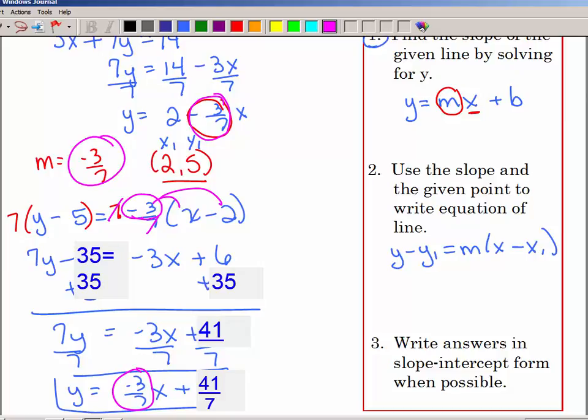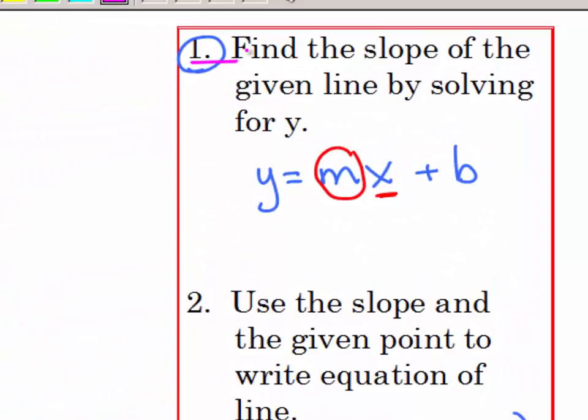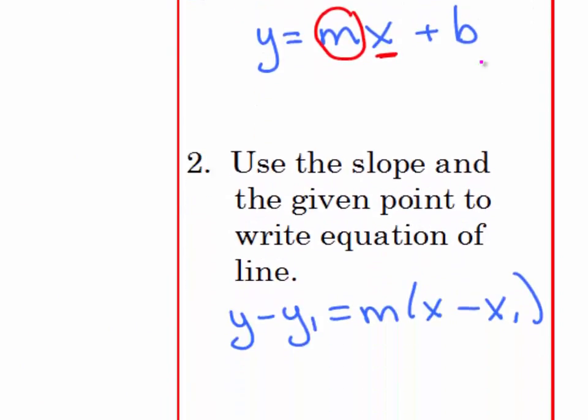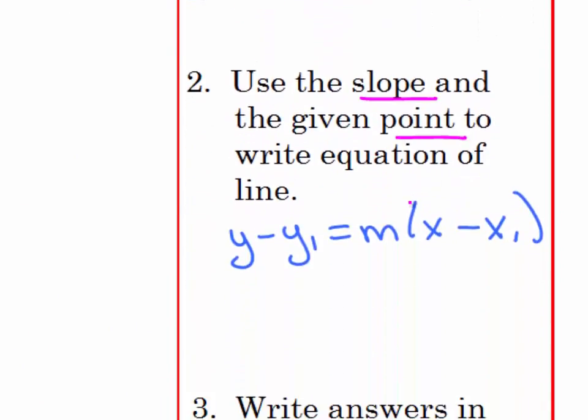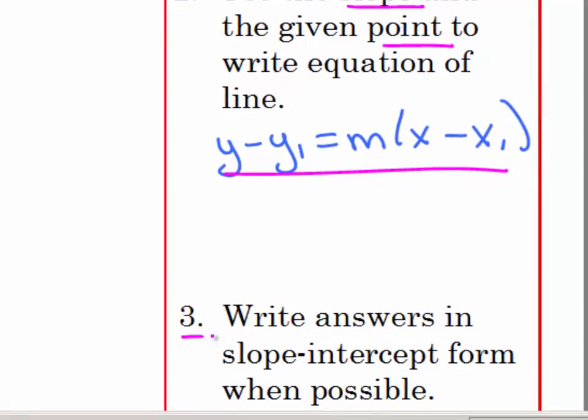So remember, our steps are: find the slope of the given line by solving for y, then use that slope and the point in the point-slope formula, and then write your answer in slope-intercept form.